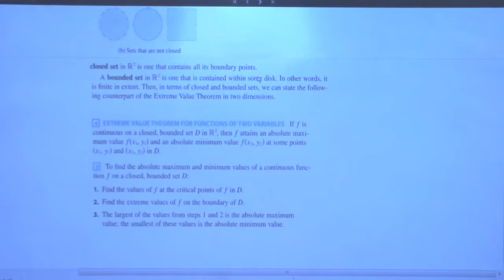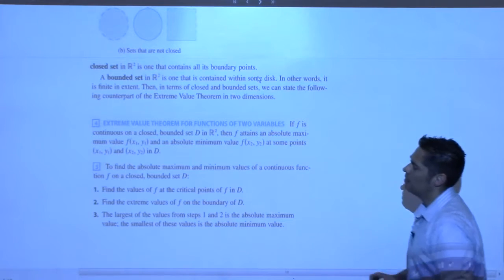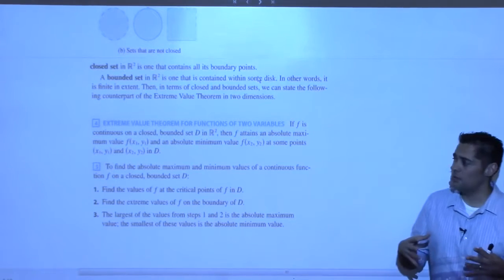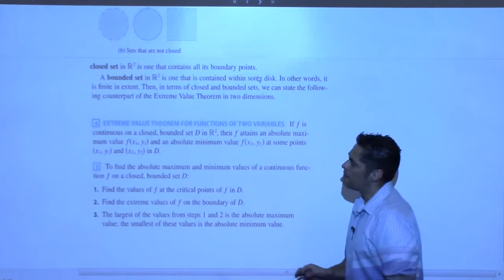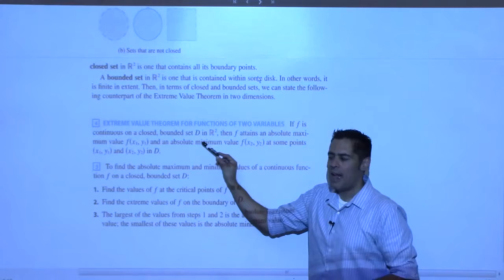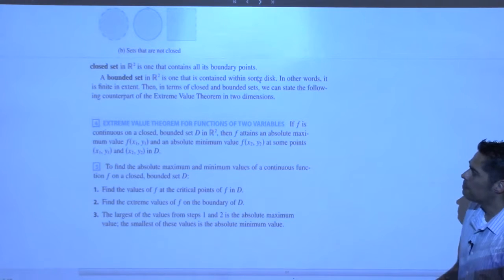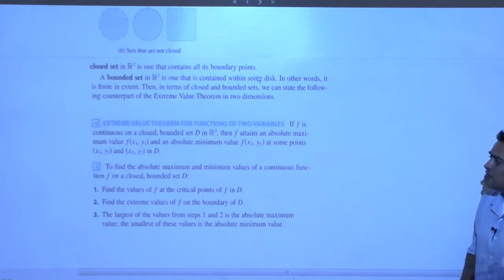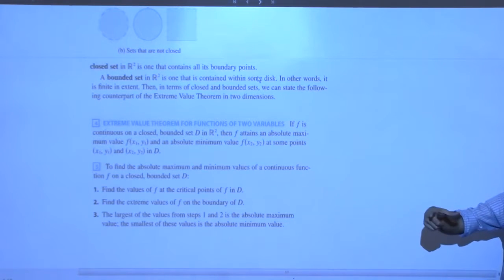All right, so what does this new extreme value theorem for functions of two variables say? I know this is hard to read, but this is in the book, okay? If f is a continuous function, so it has to be nice and smooth, we don't have any crazy things happening, on a closed bounded set, capital D, so we have a closed bounded set that is its domain, restricted to that, then f attains an absolute maximum value and an absolute minimum value at some points inside of D. That means it has to find an absolute max and an absolute min somewhere on that domain.